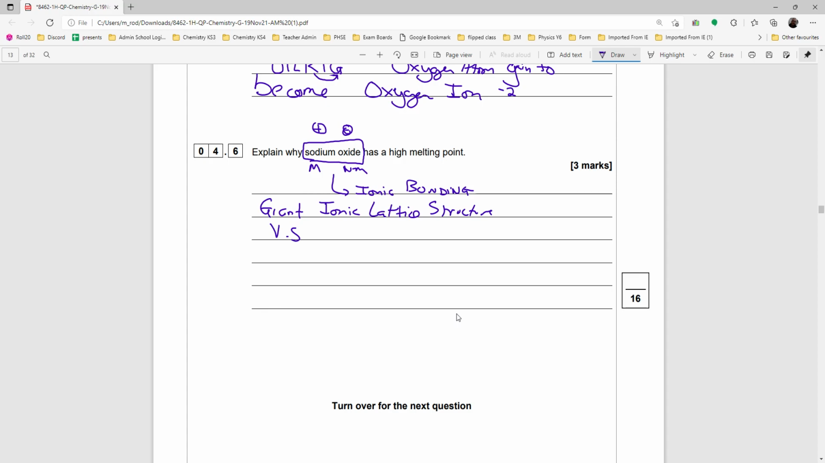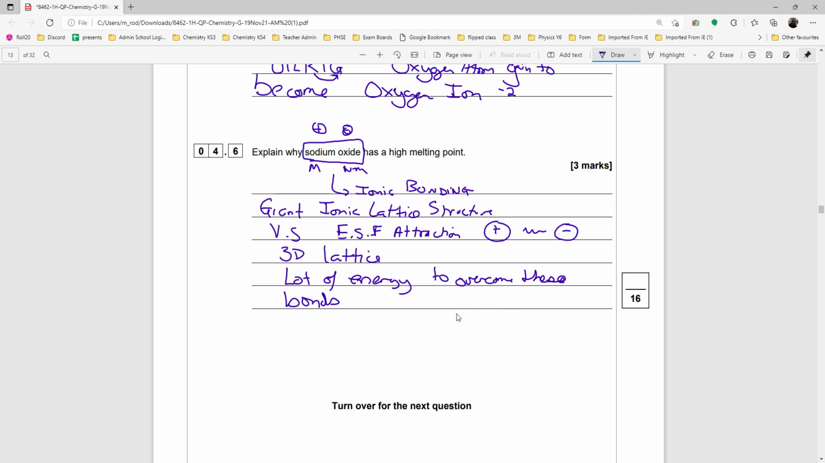So very strong electrostatic, I'm going to just abbreviate it, electrostatic force of attraction between my positive ions and my negative ions. And it's going to be in a 3D lattice. So you have many bonds, and it takes a lot of energy to overcome these bonds.